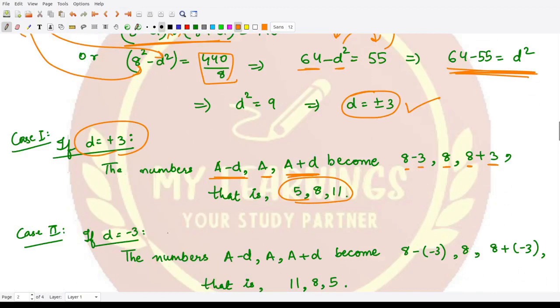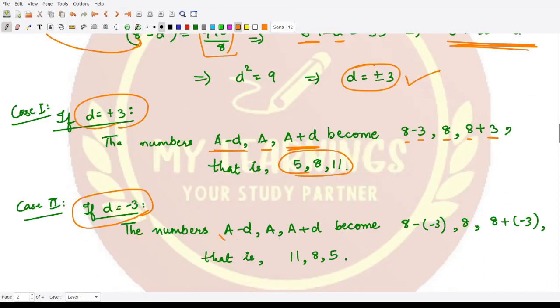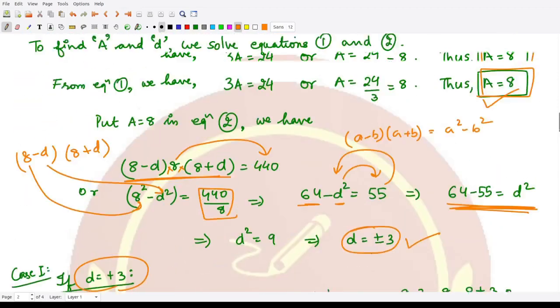And in the second case, when the value of D is minus 3, the numbers A minus D, A and A plus D would become 8 minus of minus 3, 8, and 8 plus of minus 3. When you solve them, the numbers are the same, however they are reversed. So both sets of numbers are in AP, however here the common difference is plus 3 and here the common difference is minus 3. One is an increasing AP, and the other is a decreasing AP. I hope you understood this question well.